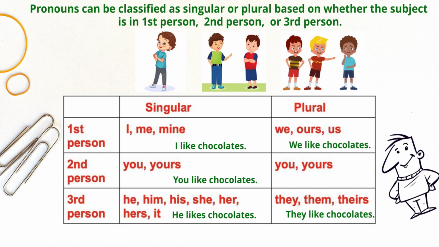The third person singular would be he, him, his, she, her, hers, it. Example is he likes chocolates. This pen belongs to him. So you're talking about a single person. Third person plural would be they, them, theirs. They like chocolates, or the teacher asked them to do the work, or this house is theirs.